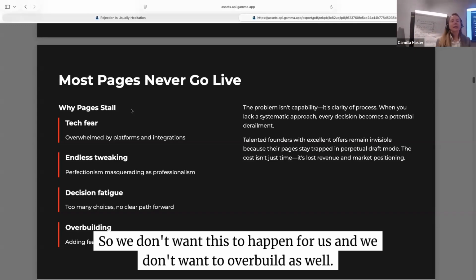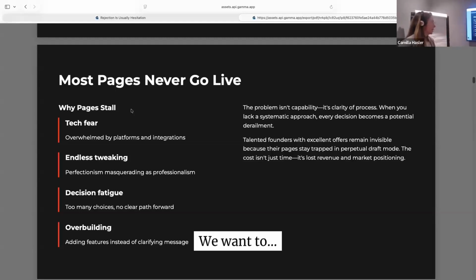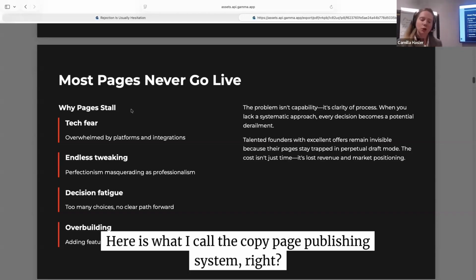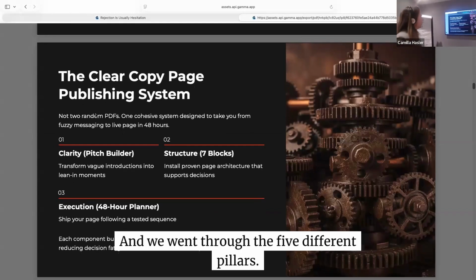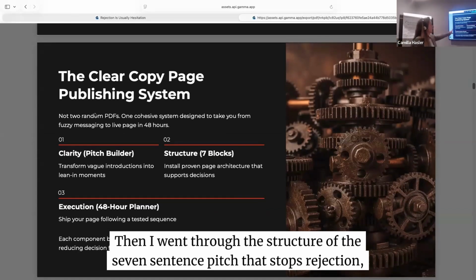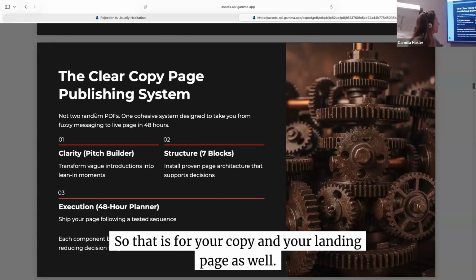And we don't want to overbuild as well. We don't want to just add features in for the sake of it. We want to have the right elements and for it not to overwhelm our buyer. So now I'm going to teach you what I call the copy page publishing system. Number one today was the clarity in your pitch, and we went through the 5 different pillars. That was your clarity pitch builder. Then I went through the structure of the 7-sentence pitch that stops rejection, literally the structure. So that is for your copy and your landing page as well.